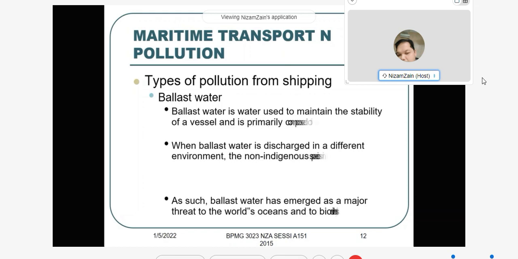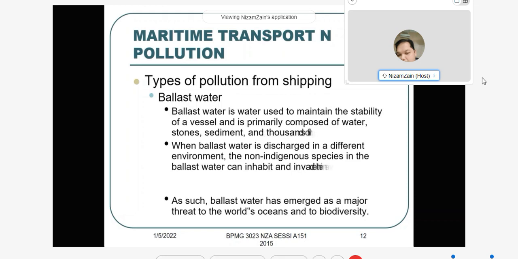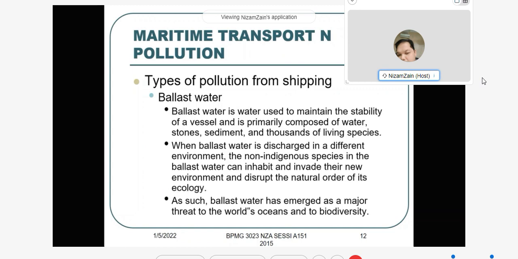Right, first is emission and also oil spill. Emission is the air, oil spill is to the sea. Now is ballast water. Ballast water also to the sea. Ballast water is water used to maintain the stability of the vessel, and it's primarily composed of water.